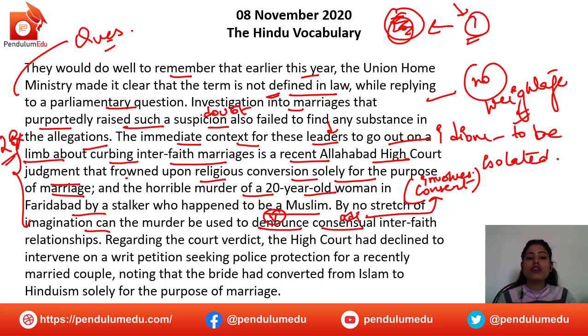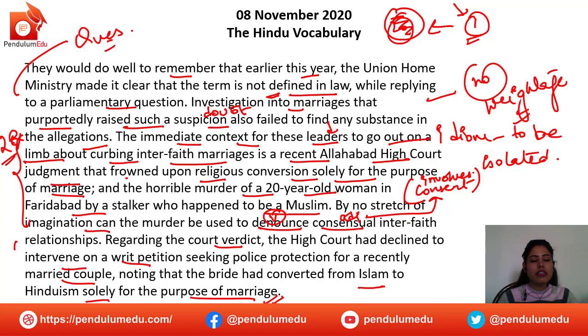So you cannot use this murder incident or the other incident to denounce, look down upon, reject or completely evict, I would say, these interfaith or intercaste marriages. Regarding the court verdict, the High Court had declined to intervene on a writ petition seeking police protection for a recently married couple, noting that the bride had converted from Islam to Hinduism solely for the purpose of a marriage.